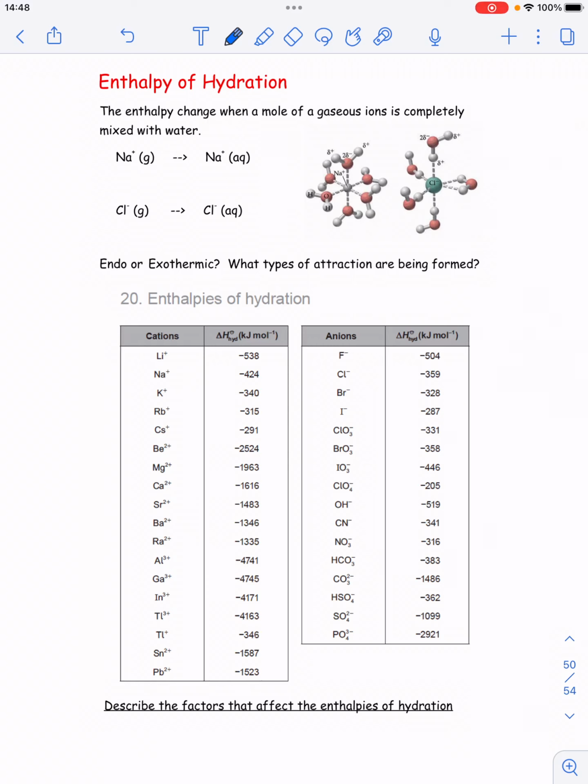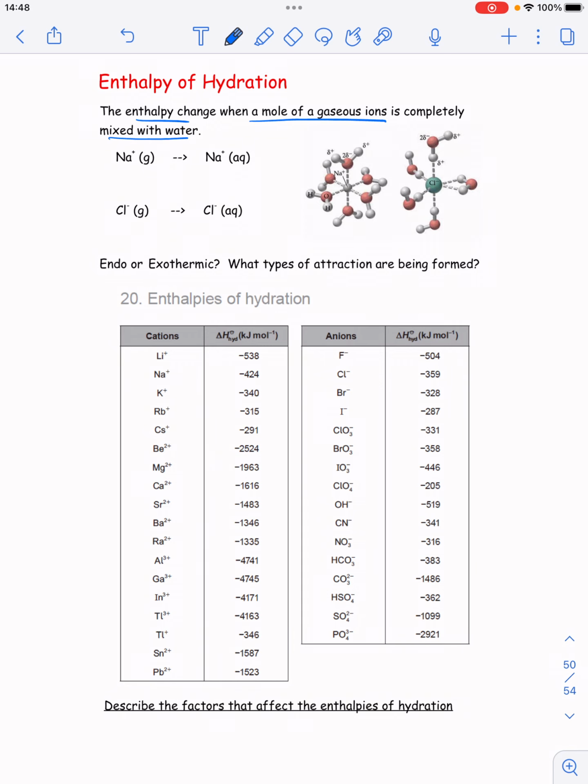Okay, enthalpy of hydration, another enthalpy change associated with ionic compounds that you are expected to know about, be able to define and represent and discuss, and compare different ions for how big their enthalpies of hydration would be. So, the enthalpy of hydration is the enthalpy change when 1 mole of gaseous ions is completely mixed with water.